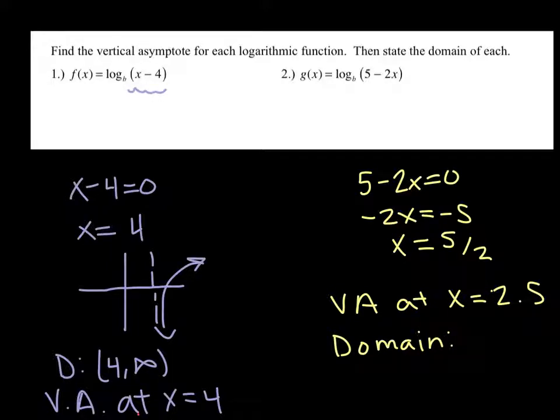Remember, I just put a bracket, but your vertical asymptote, and asymptotes in general, are values that your graph is approaching or trying to reach. So we don't actually ever reach that value of 2.5, or positive 4 in the first example. So they always get parentheses when you're talking about the domain here. And infinities just always get parentheses. So go ahead and try the other two, finding the vertical asymptote and then stating the domain.